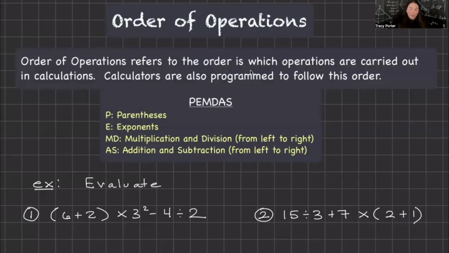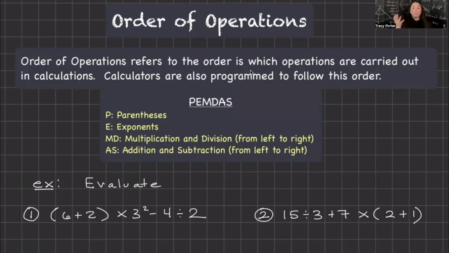Let's learn about or review the order of operations. When we talk about the order of operations, we're really referring to the order in which different operations are carried out when we're doing our calculations. Calculators are also programmed to follow this particular order, so we want to be very careful.